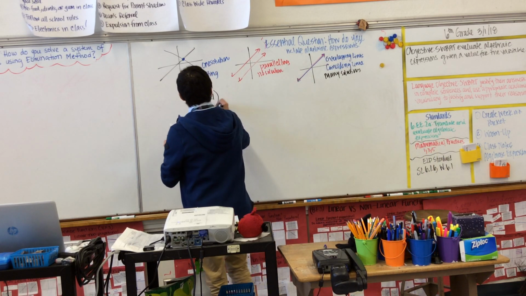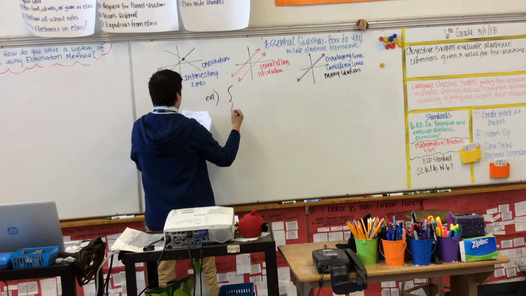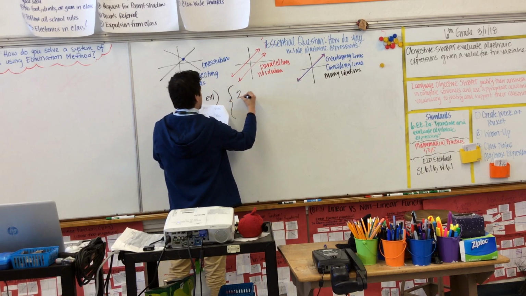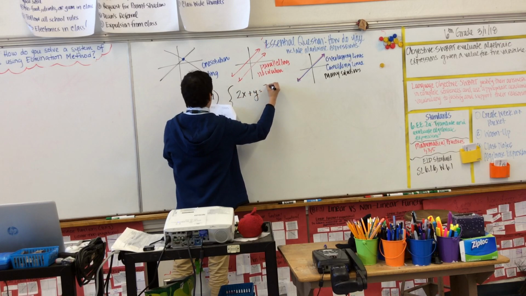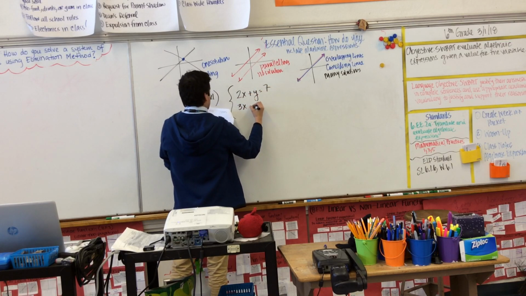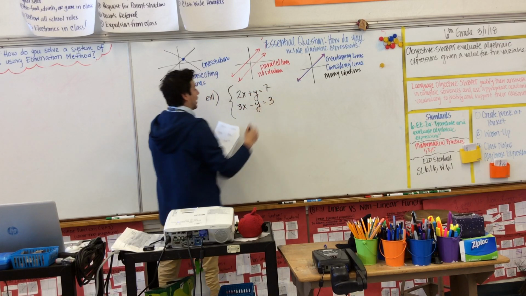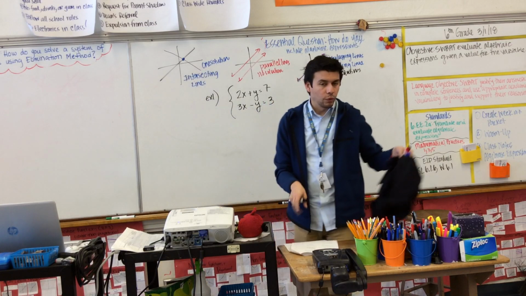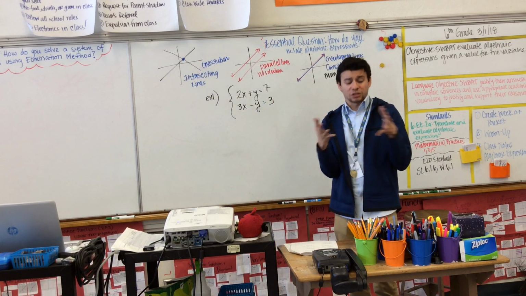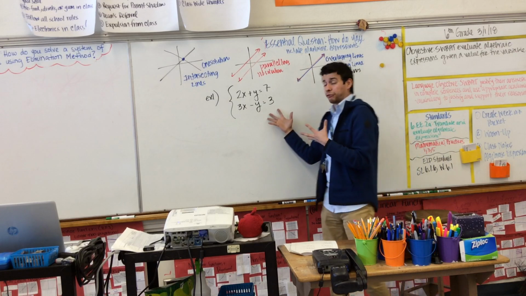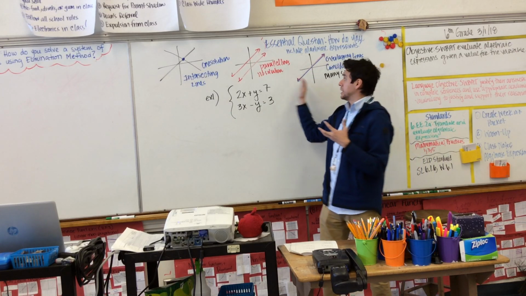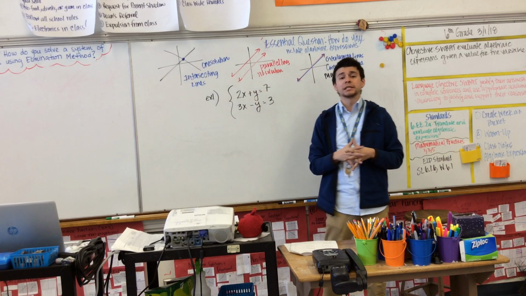Example number 1. Remember, that bar tells you that these two lines go together. So that's the system. When you first see it, you're like, oh, I could solve this easily. I could graph these and see where the lines intersect. That will be my answer.